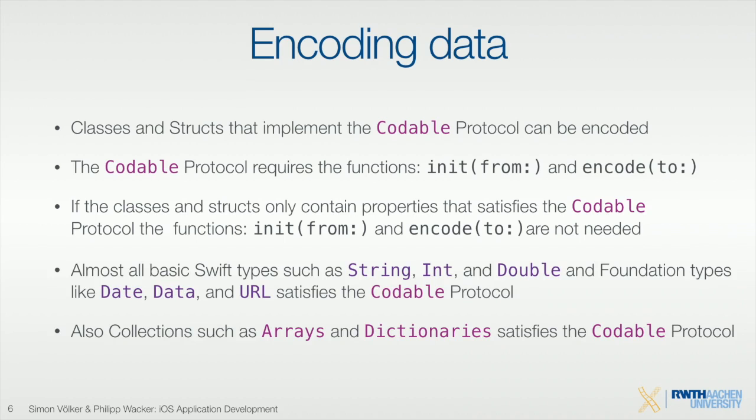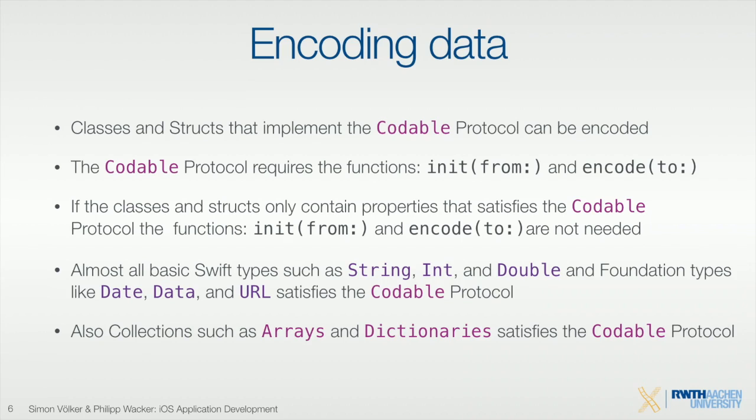However, the good news is that almost all types that we talked about so far in Swift, like strings, ints, doubles, but also more complex data structures like dates and data, already fulfill the protocol. So you don't have to write your own encoder function for a string or an int, you can basically use them as they are. And collections like arrays and dictionaries, if they are of the normal type, for example an array of strings, are automatically codable, so you don't have to do anything here. You can just encode this thing.